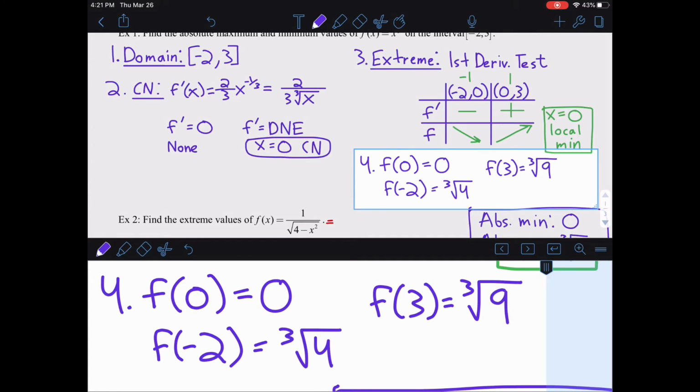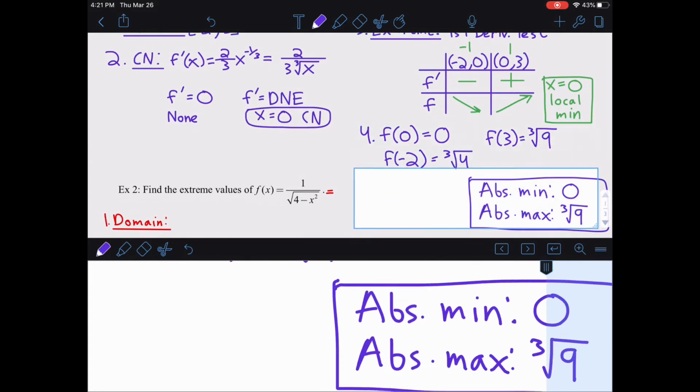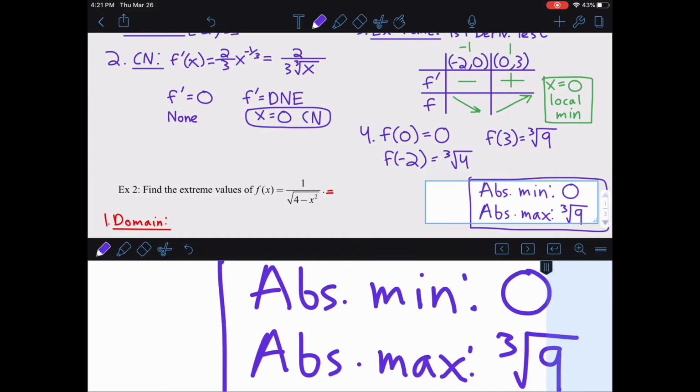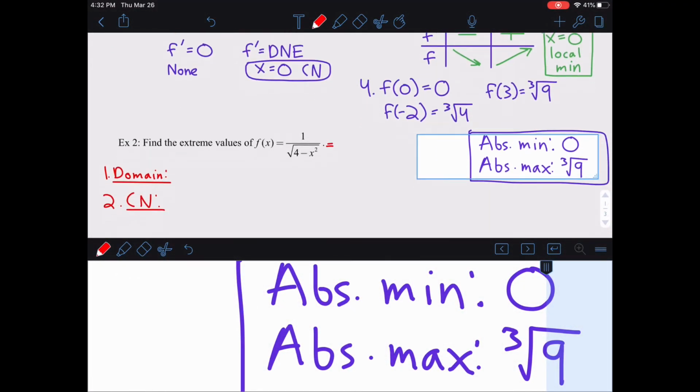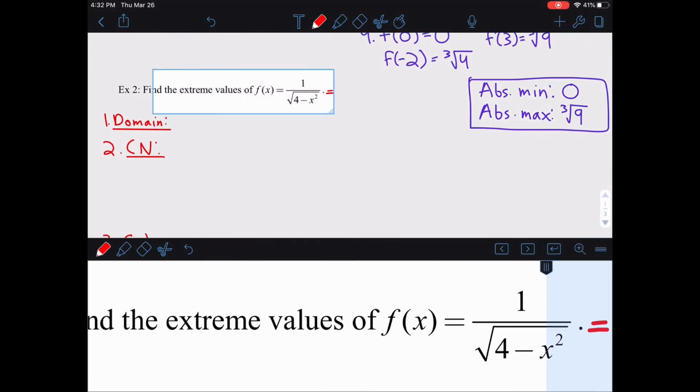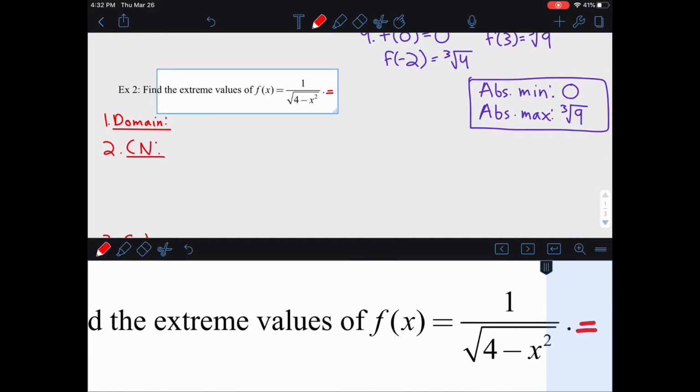Check all of the outputs, and then we can determine what is the absolute min and what is the absolute maximum. All right, so let's do this again. Let's take a look at example 2. Find the extreme values. Now I'm going to pause right here.